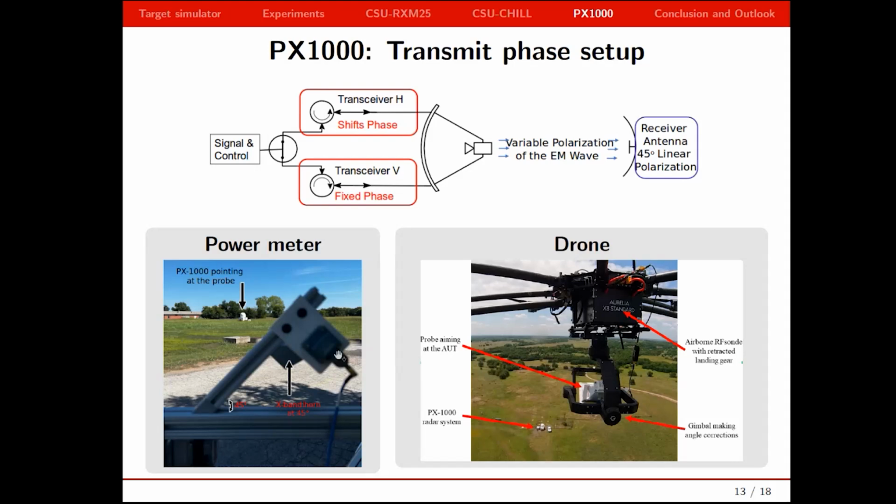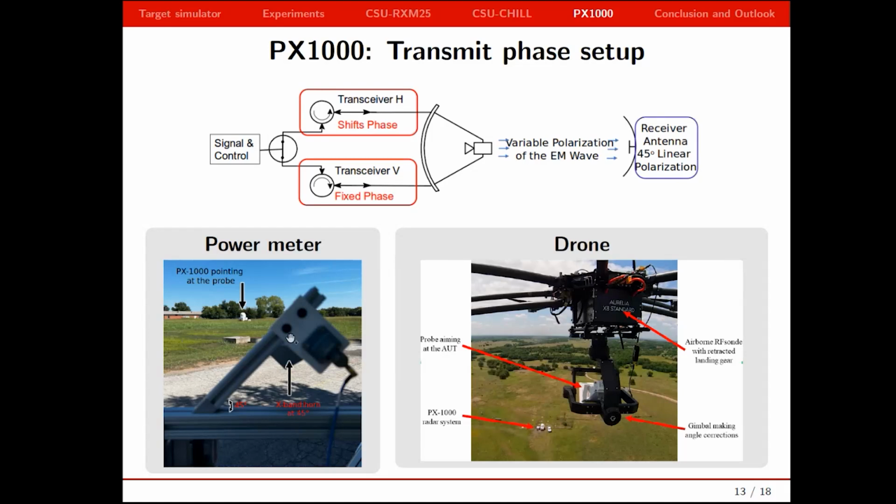So the PEAKS 1000 has two independent transmitters, and when the phase of one transmitter is shifted, then the transmitted wave can assume arbitrary polarization states, like from slant polarization to circular to elliptical.